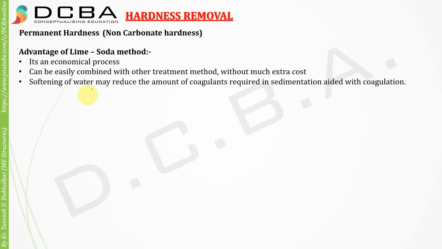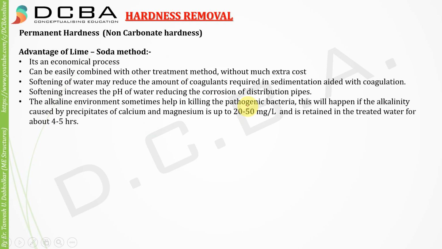Since we are removing a lot of things and a lot of things are getting precipitated, softening increases the pH of water, reducing the corrosion of distribution pipes. So it makes it more alkaline, thereby reducing the corrosion in the distribution pipes, since the water is not acidic, right? The alkaline environment sometimes helps in killing the pathogenic bacteria.